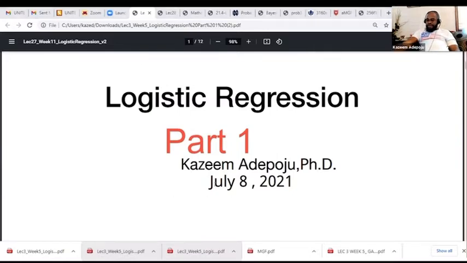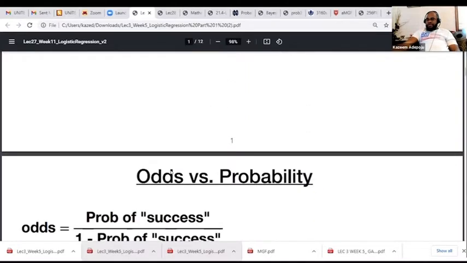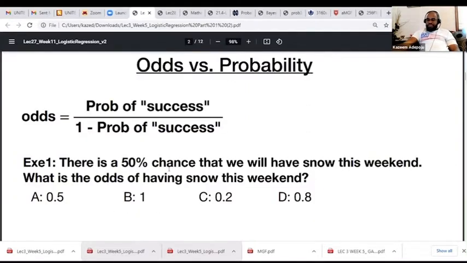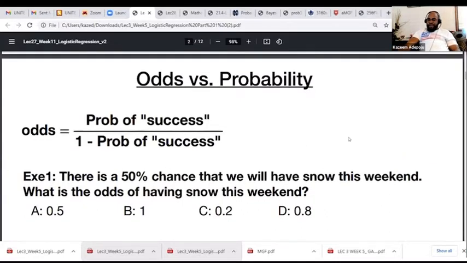I'm going to call that part one. Now, before we go into logistic regression proper, I want to walk you through what I call odds versus probability, because we're going to use this in logistic regression. So understanding odds and probability will enable us to understand logistic regression.